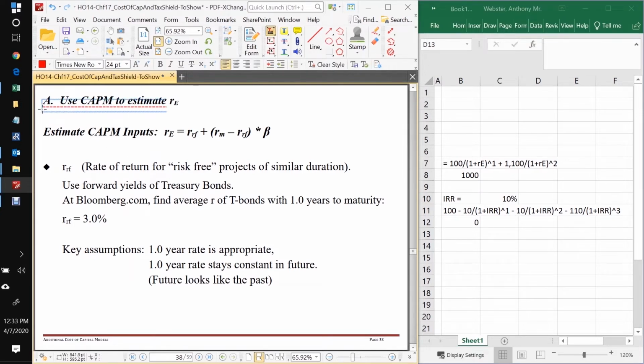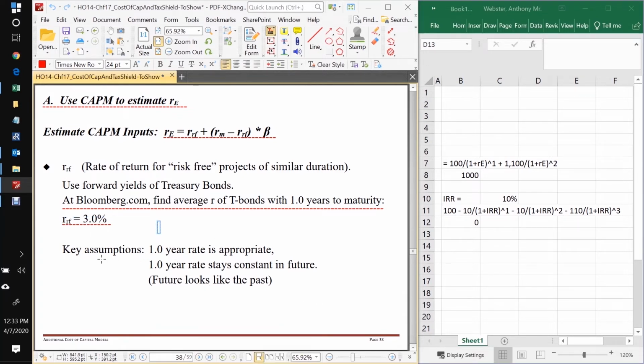Okay, we want to determine our equity cost of capital using the CAPM model. So really, we just need to get all our inputs here and then multiply them and add them together, and we're done. Okay, so as usual, RF is our risk-free rate. So all we do is we go out to Bloomberg, okay? We go out to Bloomberg and we find the average promised interest rate of Treasury bonds with a year to maturity. We can take promise because we feel the probability of Treasury bonds not being paid off is so low, it's negligible. So we just go out to Bloomberg.com, we look that up, and we find 3%.